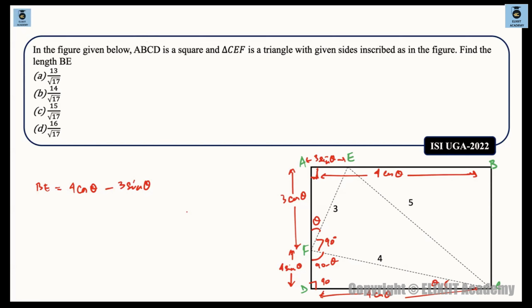ठीक है. सोचते हैं क्या करेंगे. We have one more relation we can figure out from here. We can say from here that 3 cos theta plus 4 sin theta, this is also equal to 4 cos theta, and solve for theta from here. समझ पा रहे हो ना? From here, this length is also 4 cos theta. So 3 cos theta plus 4 sin theta is 4 cos theta.